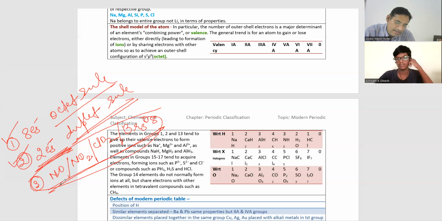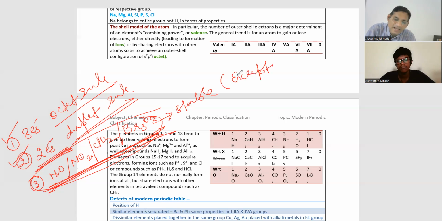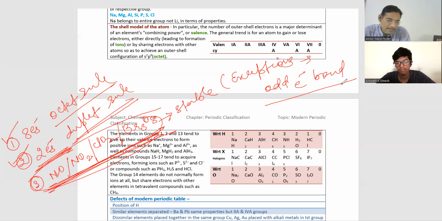So in all these things, neither is the octet completed nor do unpaired electrons get paired, yet they are stable. So these are exceptions, and these are examples of odd electron bonds. Here electrons will not get paired, yet they will be stable. Odd electron bond, odd means 1 will be unpaired. Even means paired, 2, 4, 6 paired, odd will never be paired. So 1 or more than 1 electrons will remain unpaired.